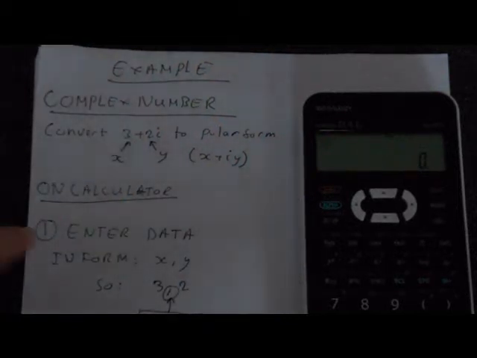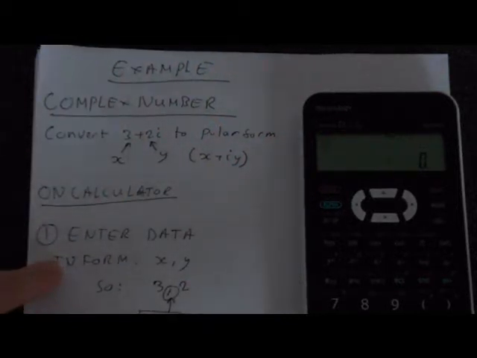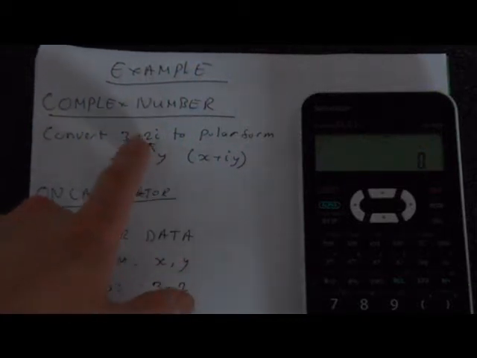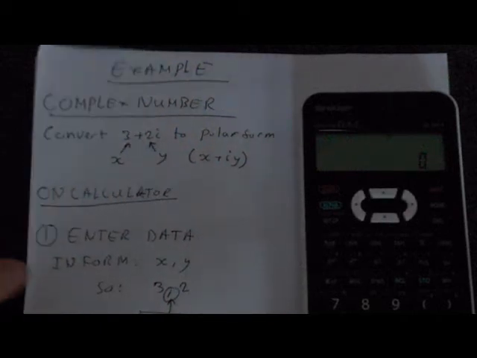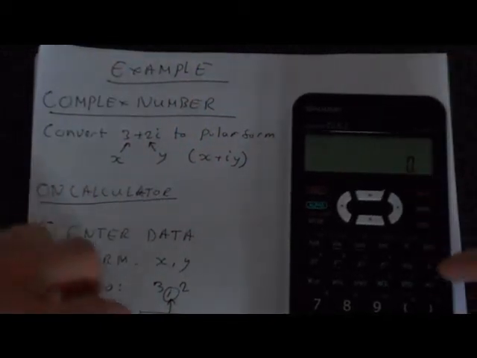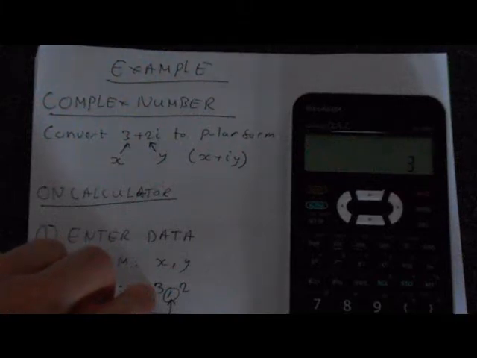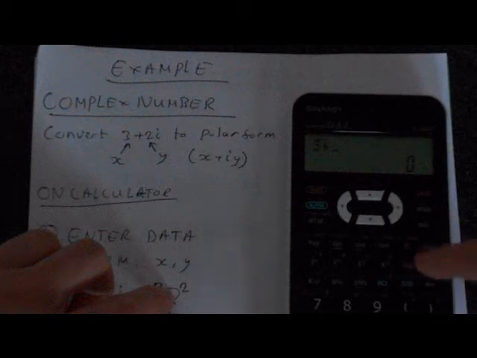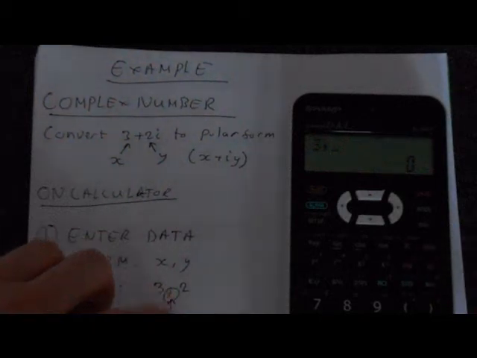So this is what we do in the calculator. We first enter the data in the form x comma y. We know what x and y are from up here, so let's just enter x and y onto the calculator. To do this we press 3 and then you press second function and then STO, which gets the comma, and then we press 2.